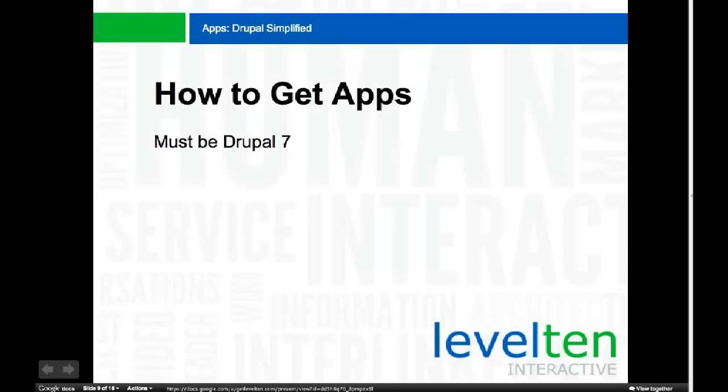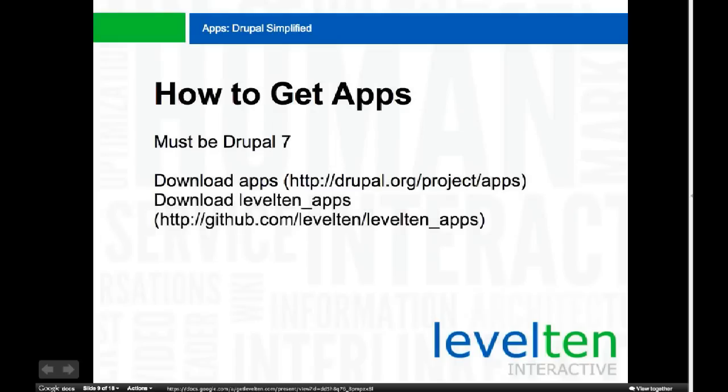There's two things you need to get our apps. First is the apps module, which you can get from Drupal.org. If you download the apps module, and then if you download, now this is a little bit tricky because I haven't published it as a module on Drupal.org. It's a very simple module, but it's called the Level 10 Apps module, and you can get it from GitHub. Just download the zip. And all it does is it includes a link to our app store.